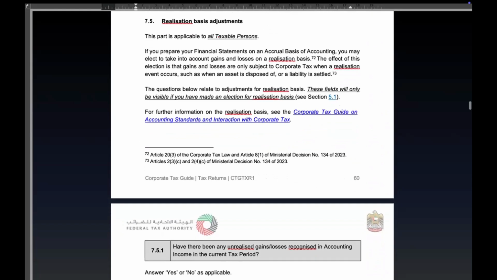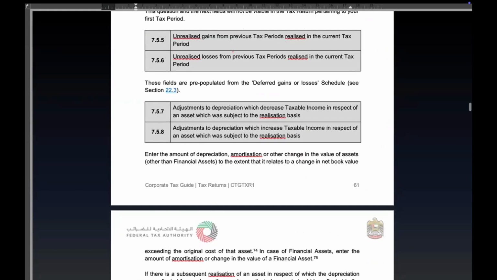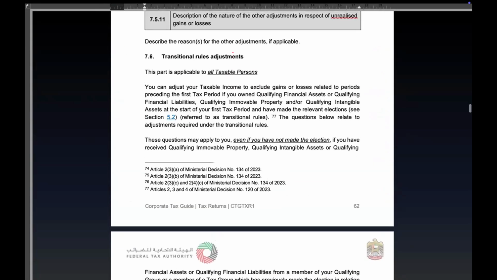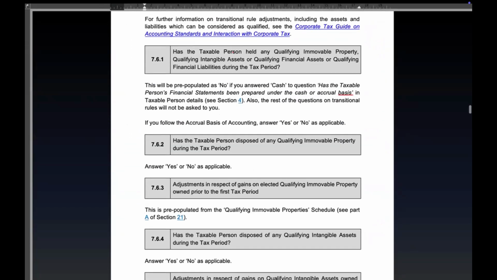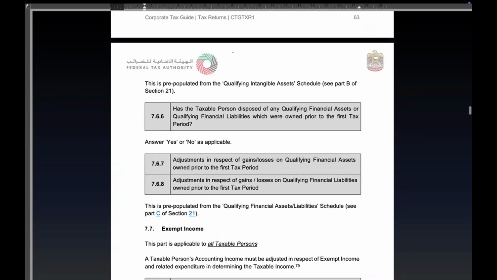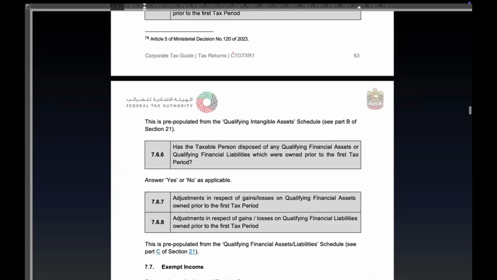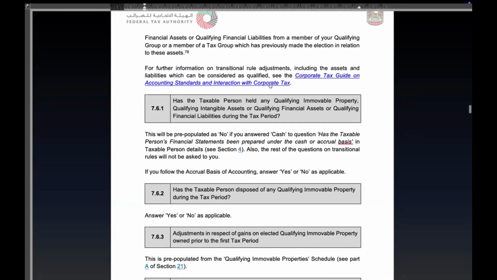Realization adjustment is applicable for all businesses. This is very common. We have already spoken so many times about transitional rules. I think everybody is clear regarding this. Just make sure while applying this, your assets are being maintained at the historical cost.